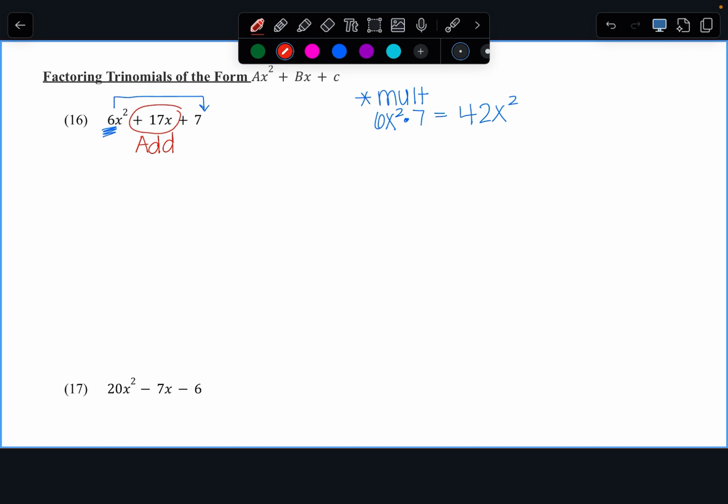So let's find the factors of 42. 1 and 42. It definitely does not work.